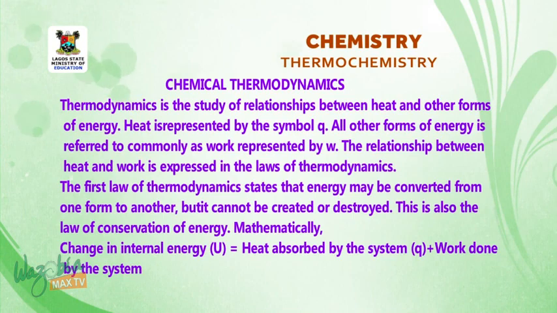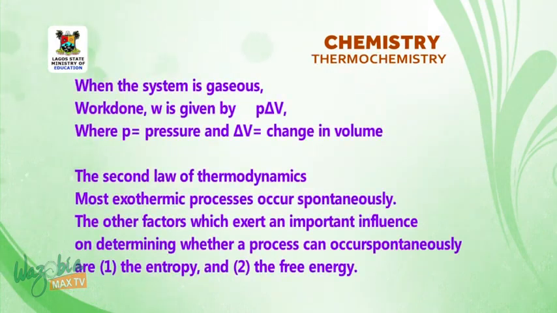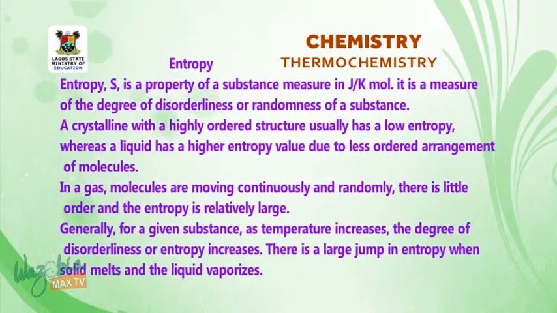Mathematically, the change in internal energy equals the heat absorbed by the system plus the work done by the system. When the system is gaseous, the work done is given by P multiplied by change in V, where P equals pressure and change in V equals change in volume. Second law of thermodynamics: most exothermic processes occur spontaneously. Other factors which exert an important influence on determining whether a process can occur spontaneously are, one, entropy and, two, free energy.